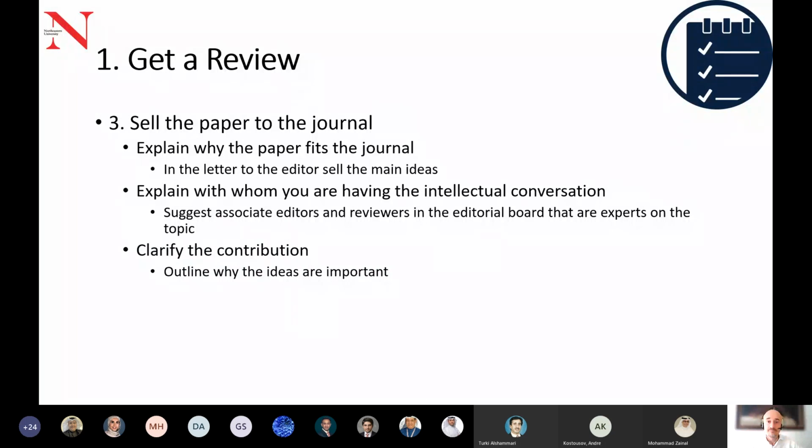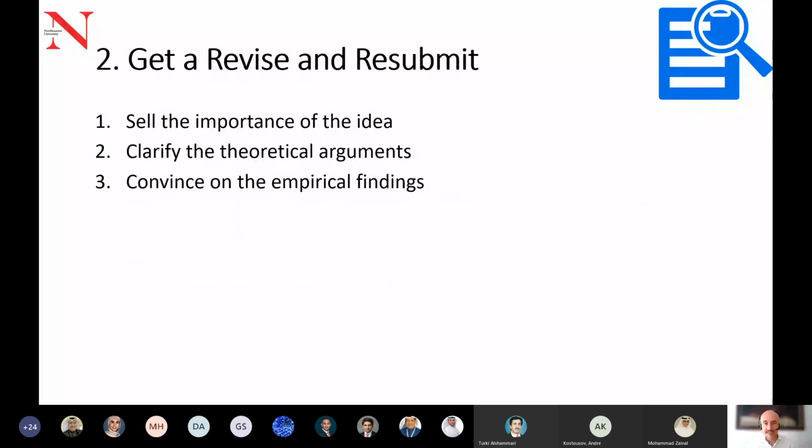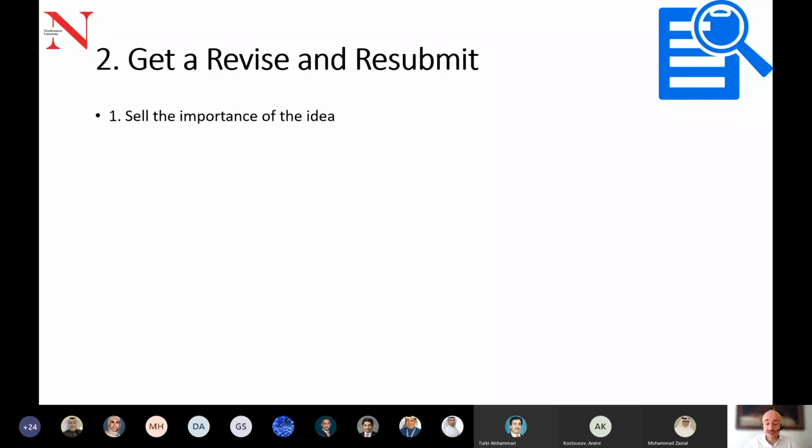Now, the next step. With this, more or less, you are able to get the paper under review. Now it goes to the reviewers. They have, for the most part, a month, more or less, to provide comments, and then you get those comments in about six weeks, maybe two months. Sometimes it takes longer because you have to, as a co-editor, look for several reviewers that do understand your paper. You get it back and then you have to sell it. And this is how you get the revise and resubmit? First of all, sell the importance of the idea.